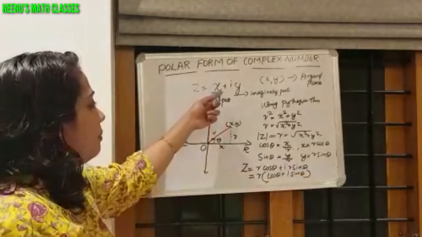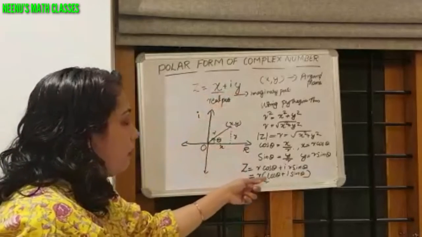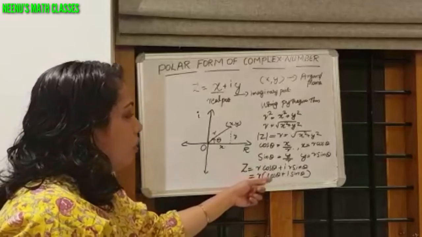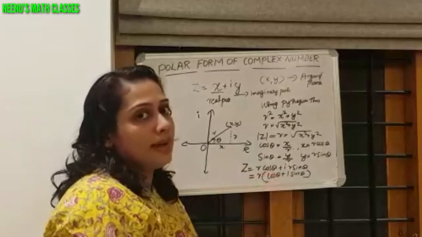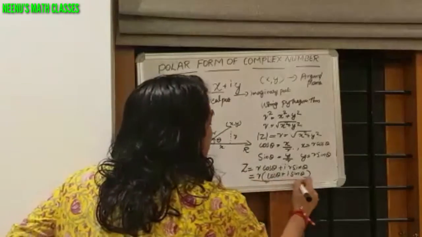This is the polar representation of a complex number. The earlier form is the Cartesian representation. Z equal to r into cos theta plus iota sin theta is the polar representation of a complex number. This is very important.